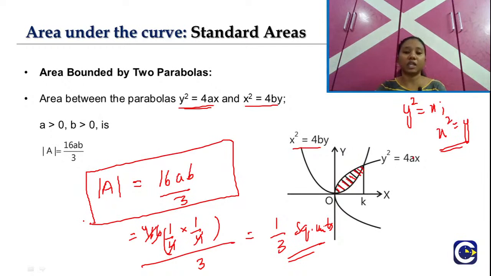Within a minute, we can get our answer for the area bounded by any two parabolas. So the area bounded between these two parabolas, y square equal to 4ax and x square equal to 4by, is given by 16ab by 3.